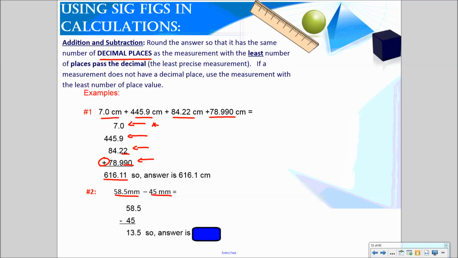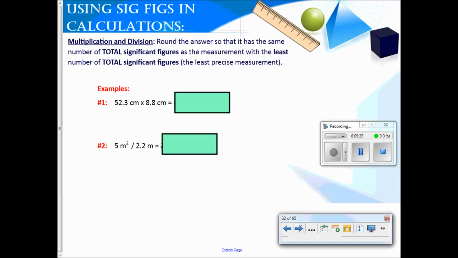Looking at 58.55 millimeters minus 45 millimeters, we line these up. When we put this into the calculator, we get 13.5. But since this is subtraction, looking at the decimal places, this has 1 place to the right of the decimal, and this has 0 places to the right of the decimal. So your answer should have 0 places to the right of the decimal. So that should be 14 because this 3 is going to round to a 4.